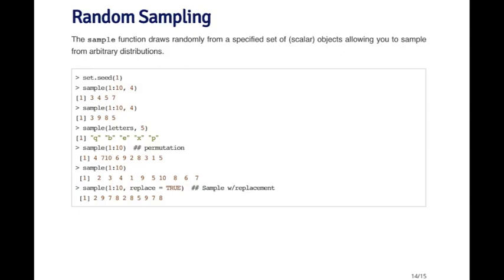So lastly, if I want to sample from 1 through 10, but with replacement, I can specify the replace equals TRUE argument. So now I'm sampling 1 through 10. I'm getting a vector of 10 numbers from the vector 1 through 10, but because it's with replacement, I can get repeats. So you can see I got 8 3 times, and I got 9 multiple times. So that's how you sample with replacement.